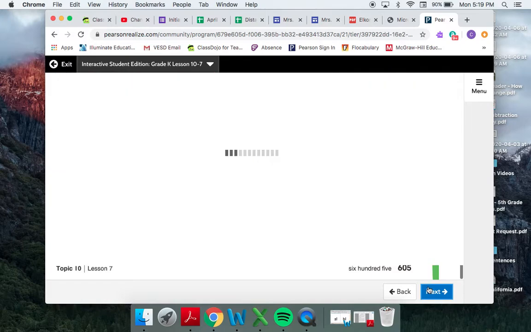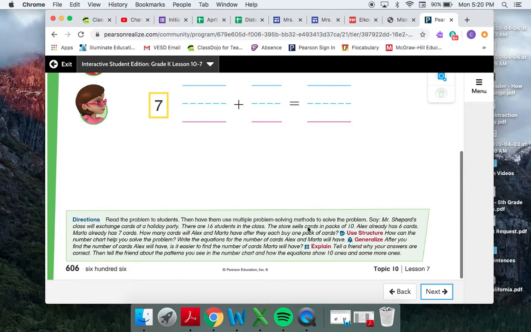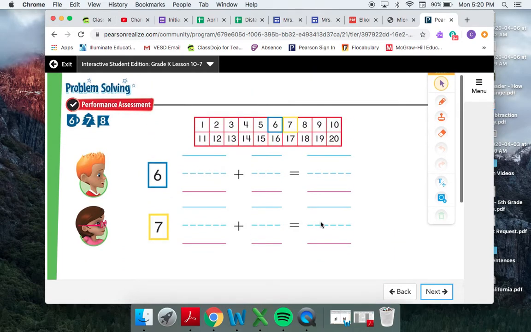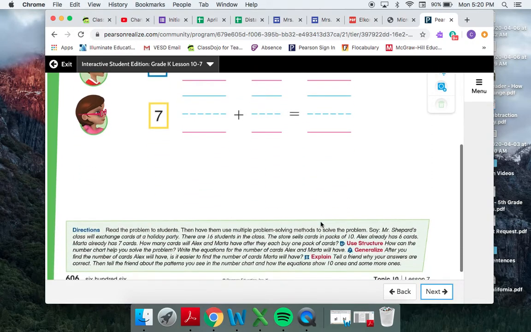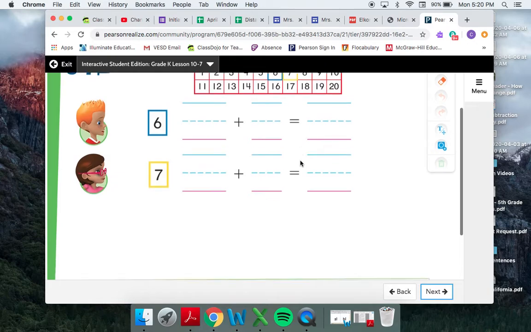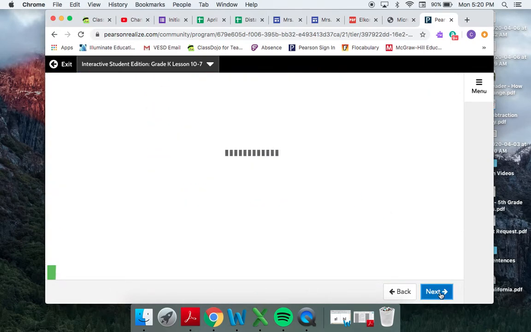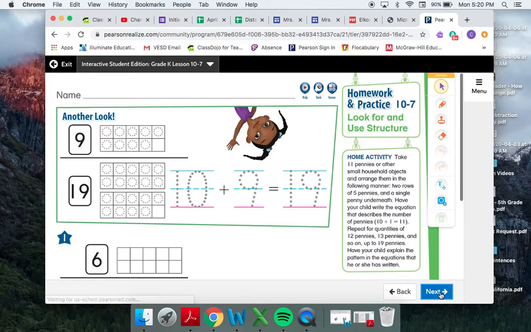All right, and then on your independent practice, you're going to have your kiddo go ahead and go through and do this independent practice problem here. This is actually the performance assessment. So you can have your kiddo do this. They should be able to do it by themselves, but it is an assessment, so don't worry about it. If it's something that they need a little bit of help with, you can still provide that help for them. Okay, and it looks like after that, we've got some homework pages that are optional.